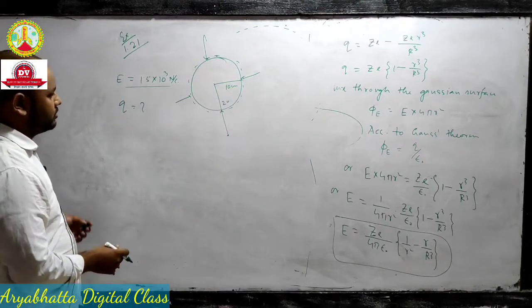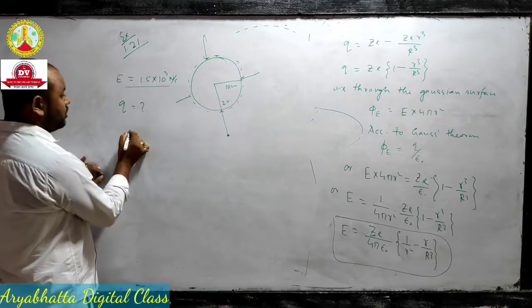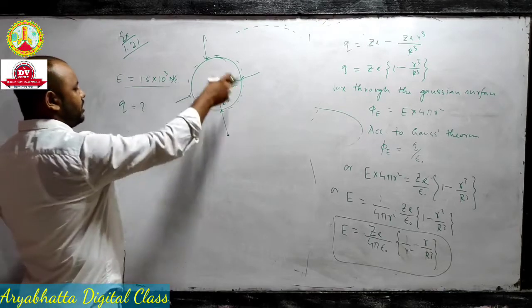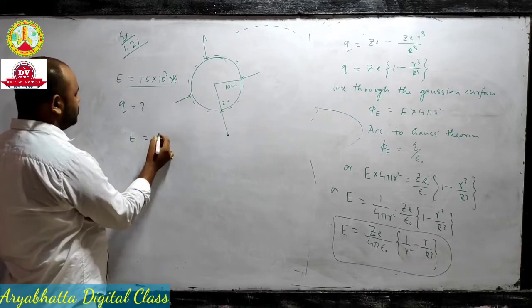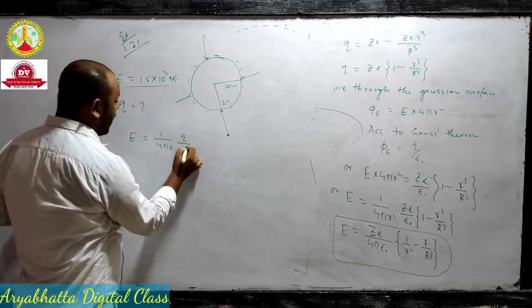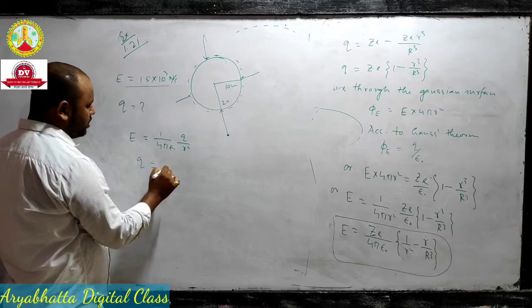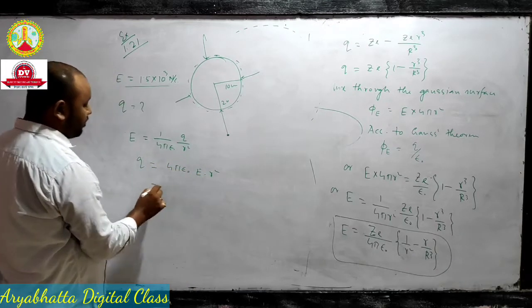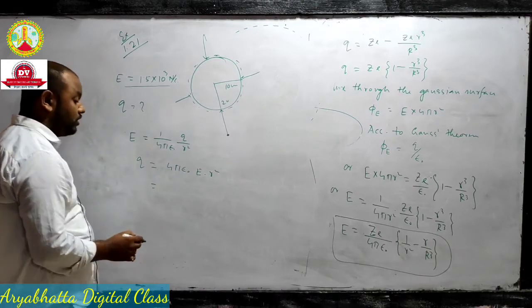For this, the electric field is given at a distance of 20 centimeter, which is 1.5 into 10 to the power 3 Newton per Coulomb, and for a thin spherical shell, the electric field at a distance r is given by 1 by 4 pi epsilon naught q by r square. We need to calculate the value of q. So q will be 4 pi epsilon naught E into r square. 1 by 4 pi epsilon naught is 9 into 10 to the power 9.